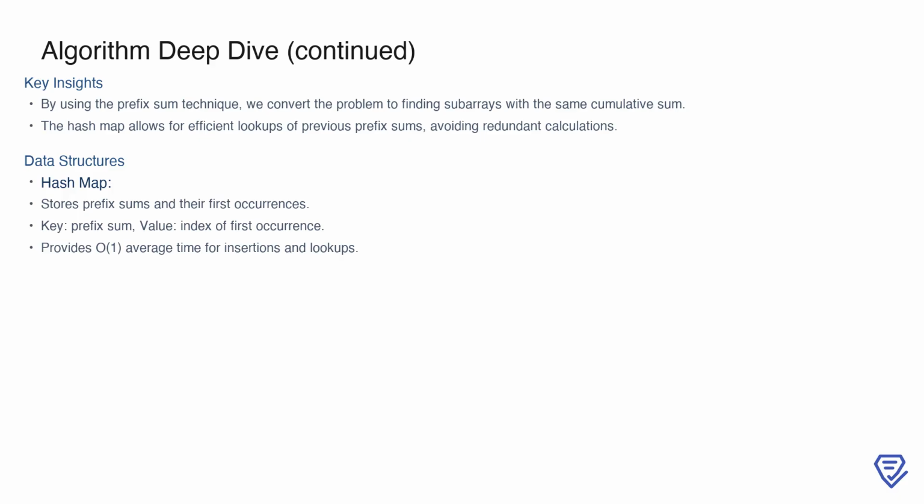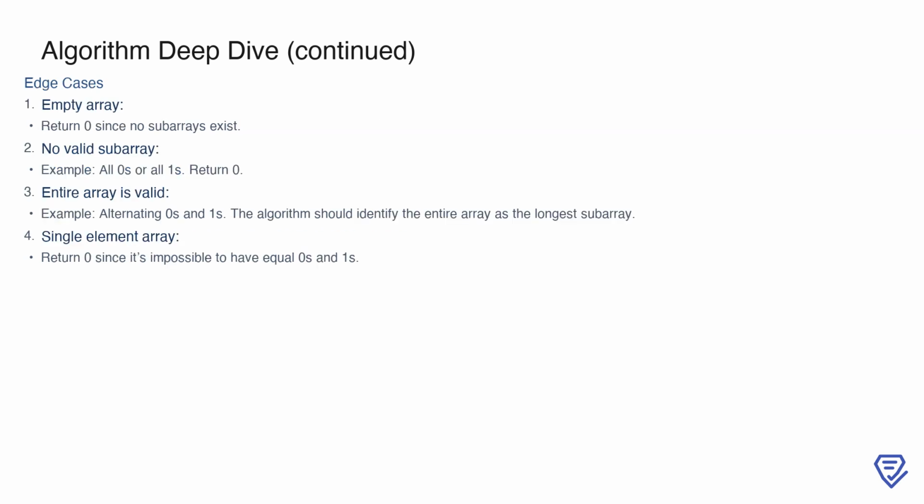By using these insights, we avoid the inefficiencies of the brute force method and make the algorithm scalable to handle large input arrays. When implementing this algorithm, it's important to consider edge cases to ensure correctness. If the input array is empty, there are no subarrays, so we return 0. Similarly, if the array contains all zeros or all ones, no valid subarray exists, and the result is also 0.